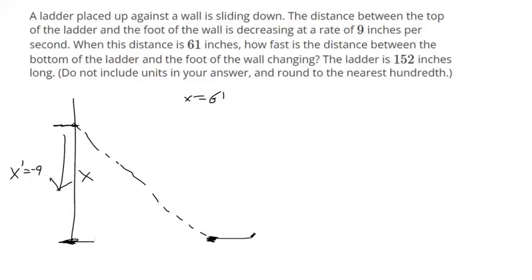Oh, because this is moving away, right? So if the ladder is moving down, then it's getting pushed further and further away. So we expect our answer to be positive. How fast is this distance changing? Or actually, specifically, it's from here.